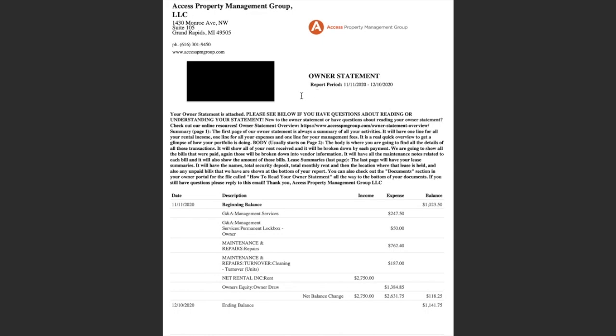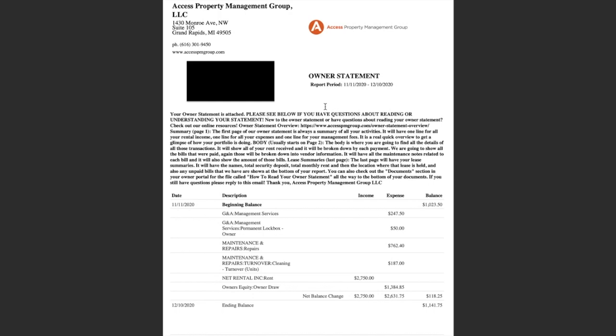So let's jump into it here. I've got a sample statement I'm going to use. This is the first page of the owner statement, and it's always going to have your name and address here in the corner, which I've blocked out in this case. It's going to have the report period, the statement period, usually between the 11th of the prior month and the 10th of the current month. So we always do statements on the 10th of each month unless the 10th happens to be a holiday or a weekend, in which case we will process them on the next business day.